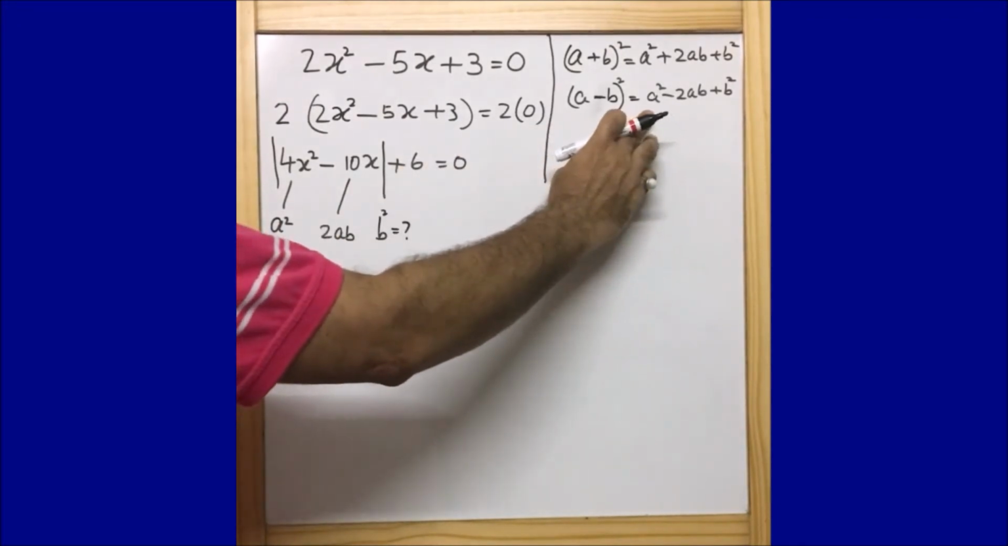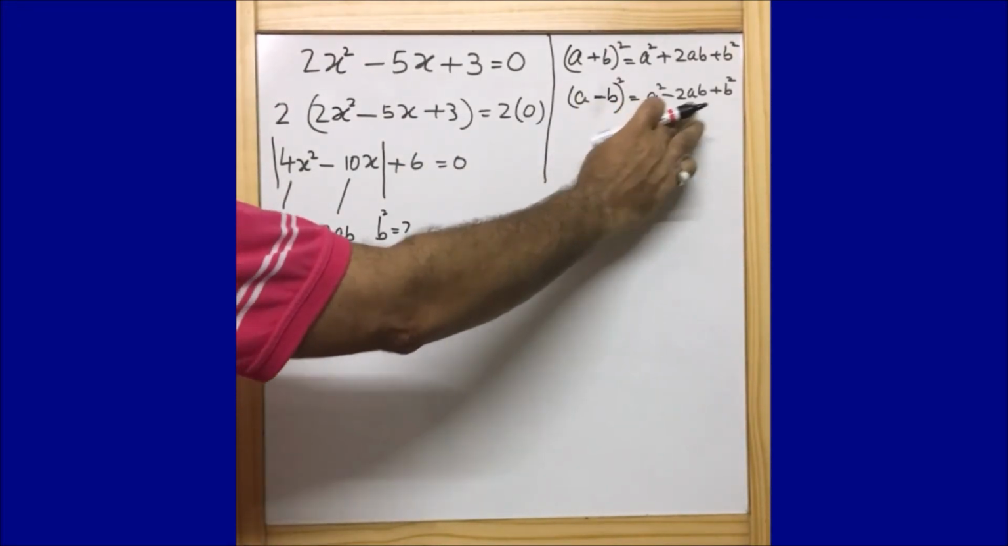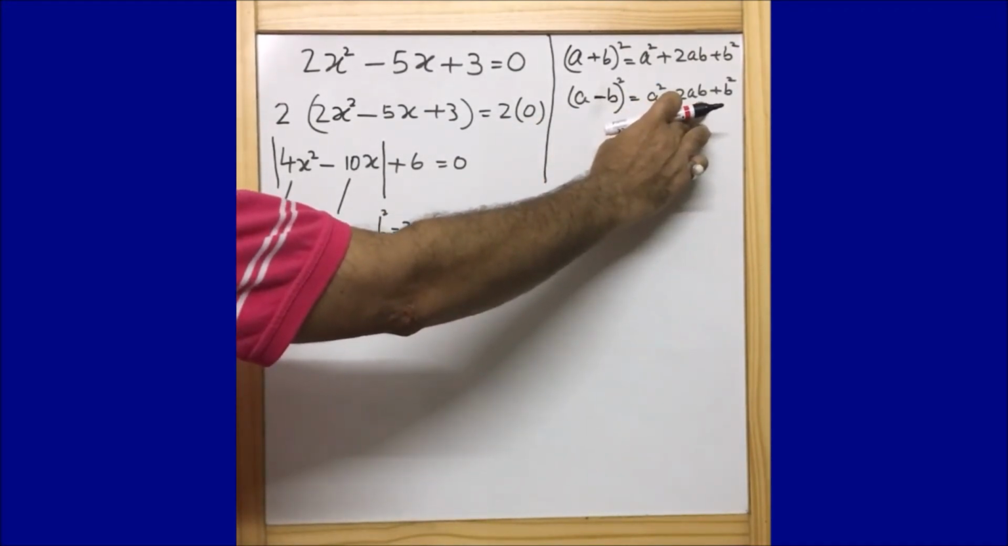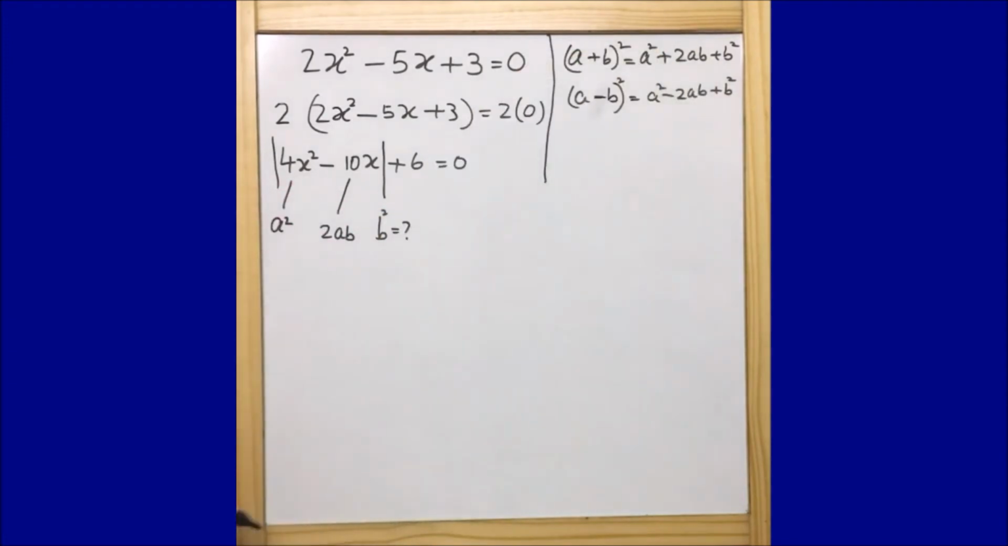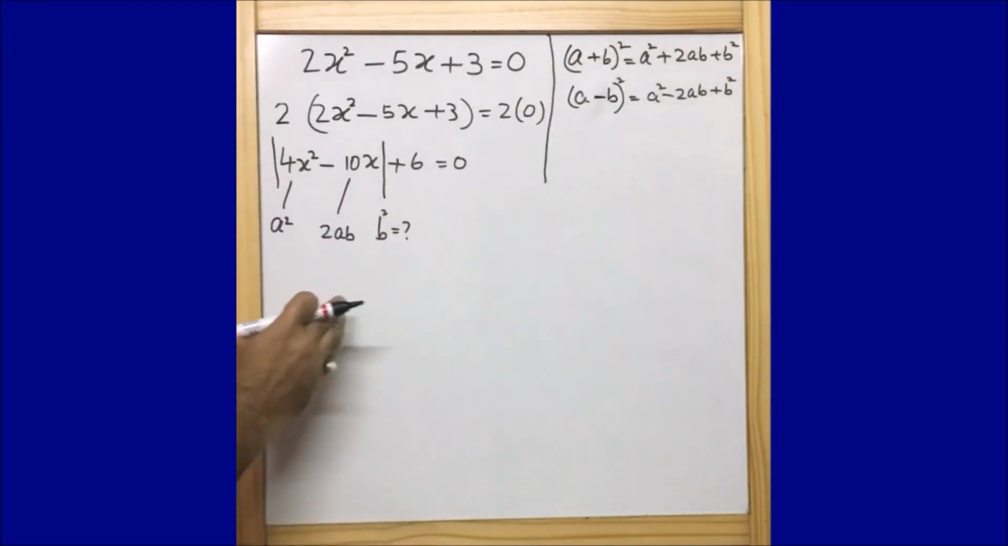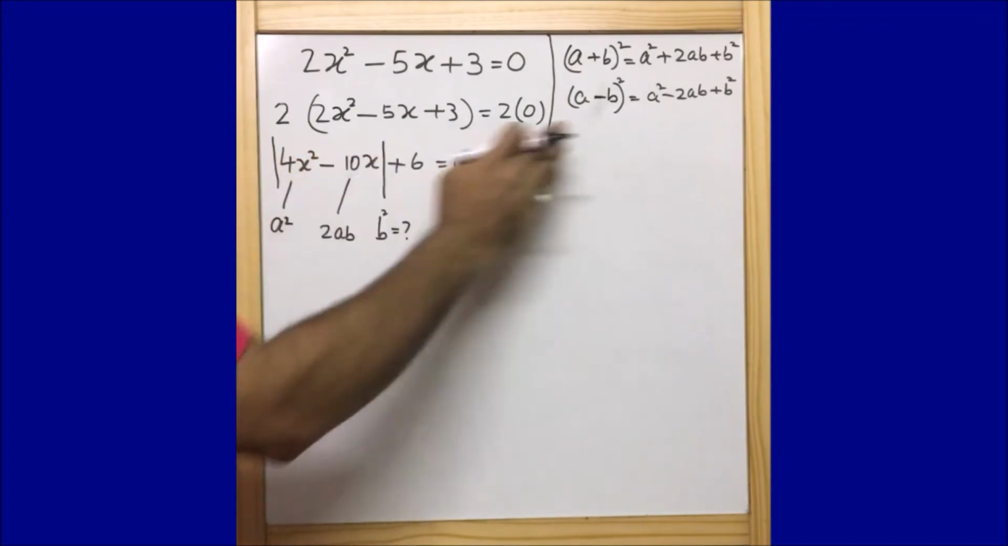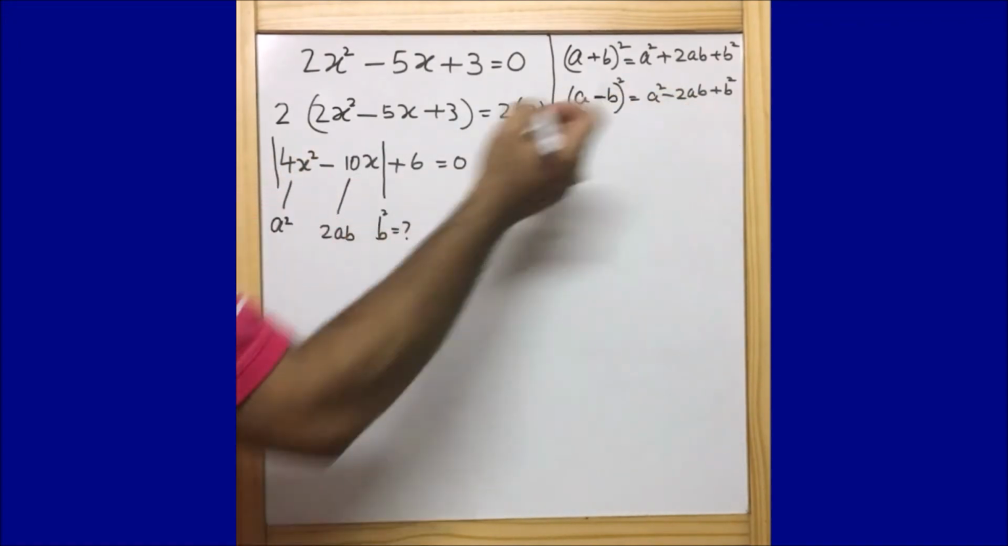If you look into this, (a - b) whole square is nothing but a^2 - 2ab + b^2. So we got a square, we got minus 2ab, and we don't know b square. So we are going to first find b square, so that we can put 4x^2 - 10x in this format, a^2 - 2ab + b^2.